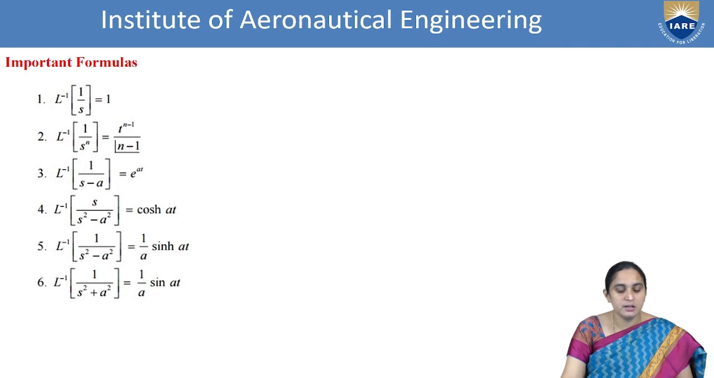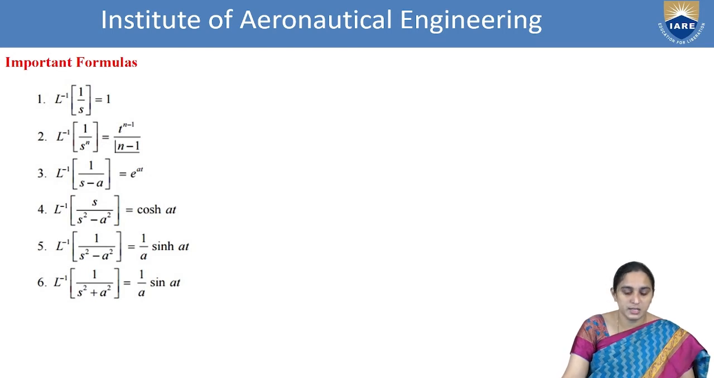And the third one, Laplace inverse of 1 by s minus a is equal to e power at. And the Laplace inverse of s by s square minus a square is equal to cosh at. These are the converse of the Laplace transform.